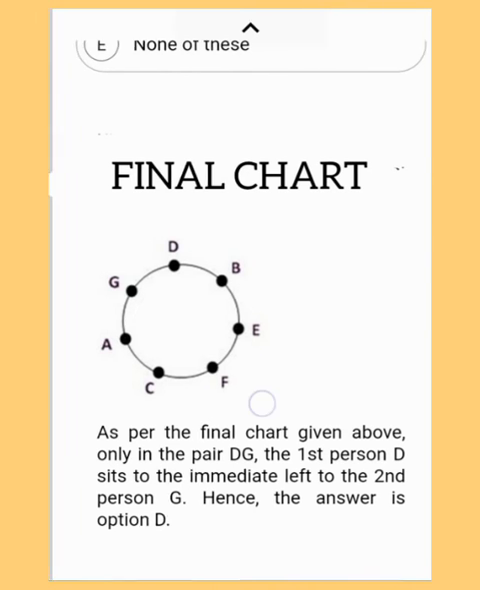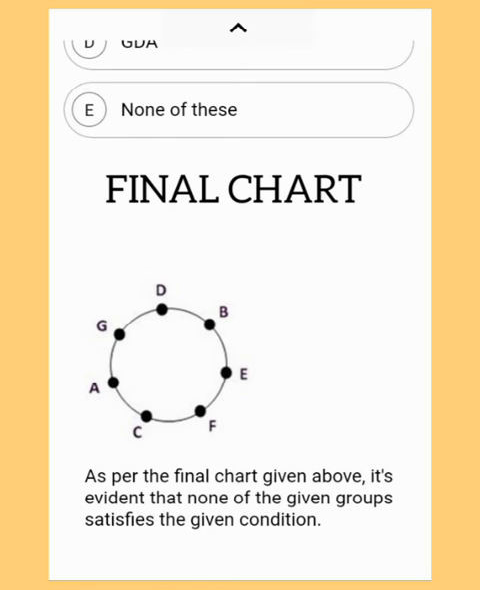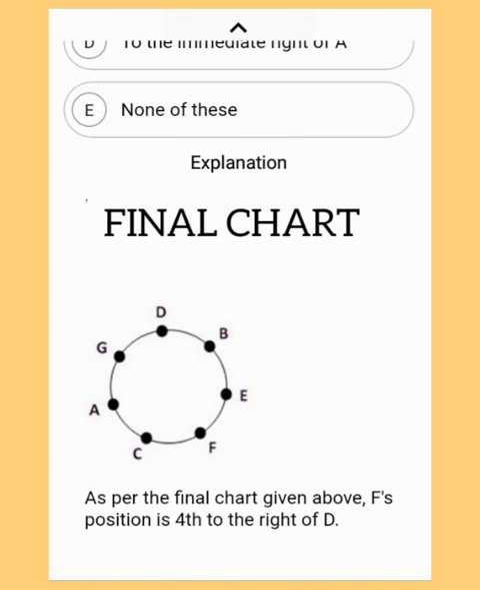Moving to question number 4. As per the final chart given above, it's evident that none of the given groups satisfies the given condition. So the correct answer is option E, none of these. Hope you all have got the correct answer. So moving to the final question. This is the 5th question, and the explanation is, as per the final chart given above, F's position is 4th to the right of D. As you can see, the position of F is 4th to the right of D in the figure.